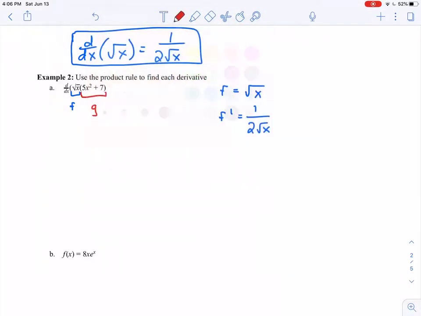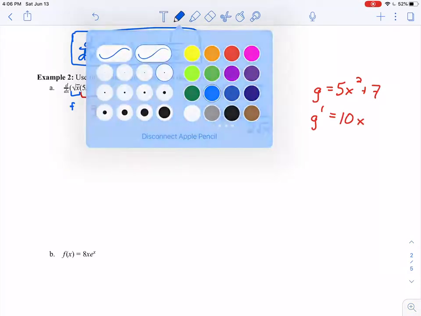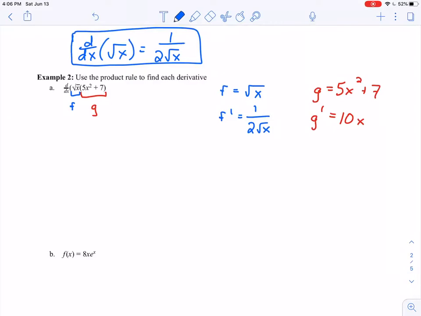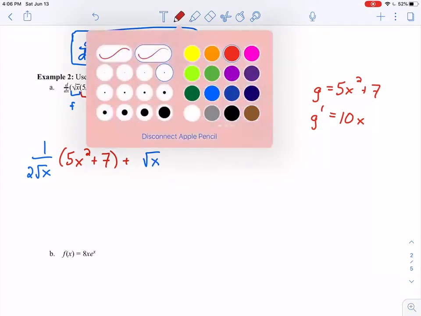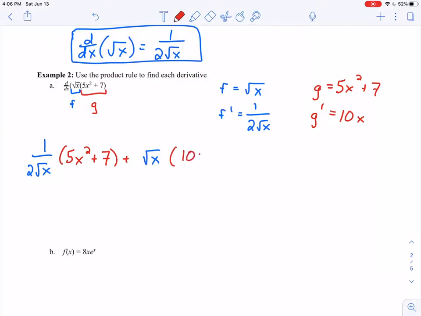What else do we have? We have g is 5x squared plus 7. g prime then is 10x. So when I go to take the derivative, f prime, that's 1 over 2 radical x, times g, which is 5x squared plus 7, plus f, so now I want plus just square root of x, times g prime. Let's see, times g prime, that's going to be times 10x.